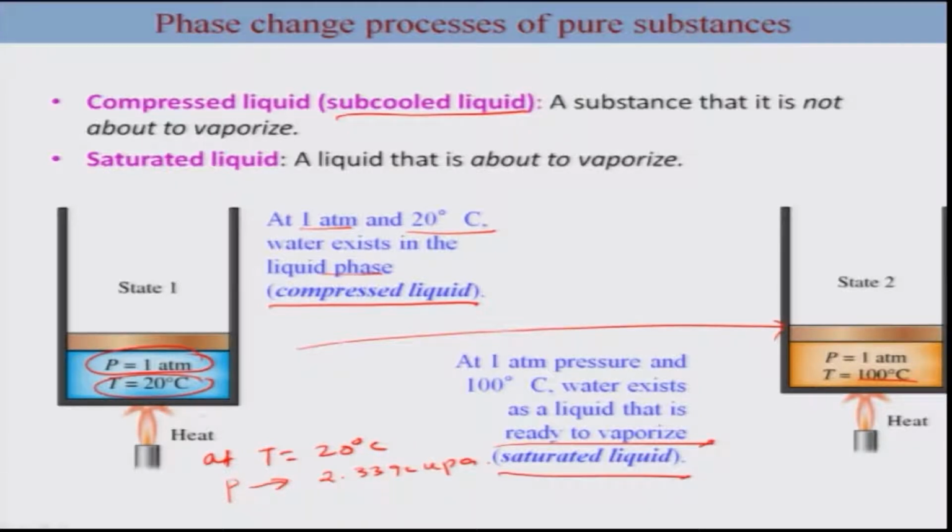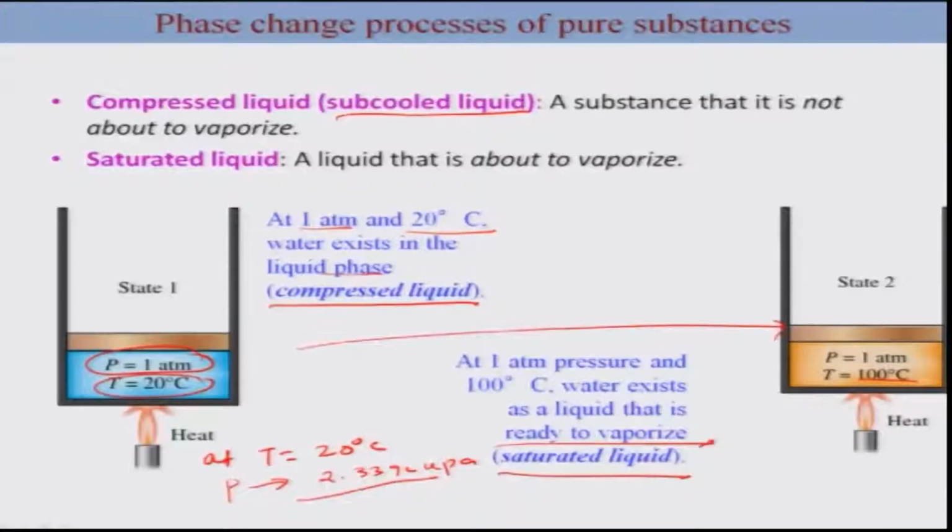So if you want to keep the temperature fixed and you still want to vaporize it, then you need to reduce the pressure to such a condition, and at this point it will vaporize. So this pressure at 1 atmosphere is much higher than this pressure. This is much higher than 101.325 kilopascal, which is our 1 atmospheric condition, which essentially means this particular liquid is compressed because you have increased the pressure at 20 degrees Celsius. So that's why it's also called compressed liquid.